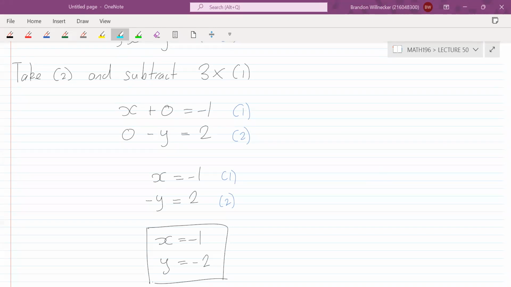And then tomorrow we will finalize this method and then look at the row operations and row echelon form of augmented matrices. Okay, so that's the next section that we're going to be looking at.